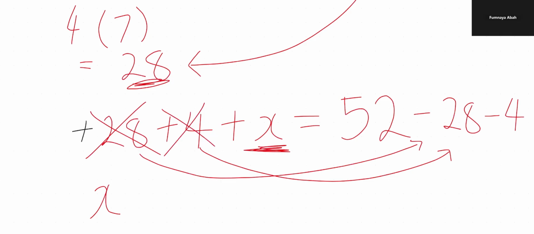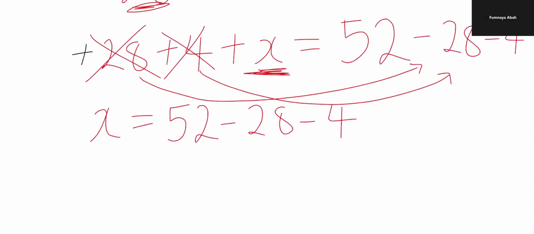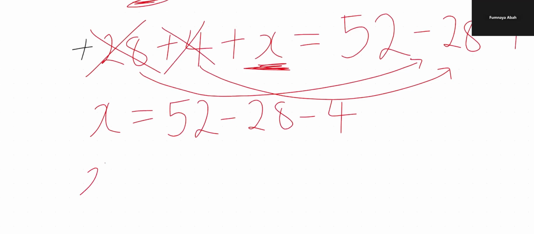So we're left with X. X is equal to, we now have 52 minus 28 minus 4. So now we can simplify and find the value of X. So X is equal to 52 minus 28. So let me quickly punch that into a calculator and solve. So 52 minus 28, that is equal to 24. And 24 minus 4 is equal to 20. So X is equal to 20.